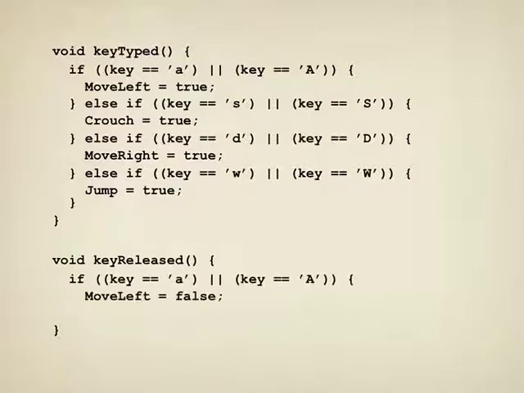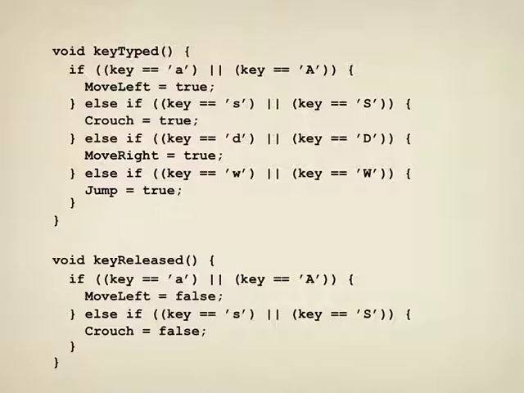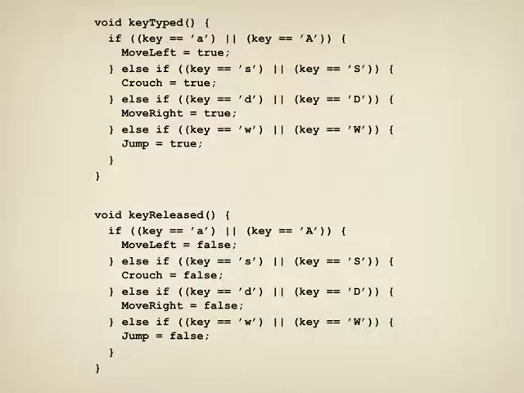First, we'll see if the key was the lowercase a or the uppercase A. If it was one of those, then we set move left to be false. The A key is up. We are no longer moving left. Well, we'll do this for each of the 4 keys. We'll test to see if the S key came up. If so, crouch is false. And we'll do the same thing for D and W. When we're all done, it looks like this.